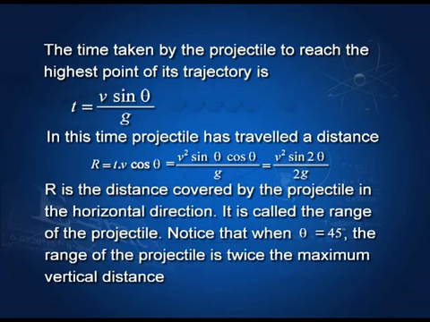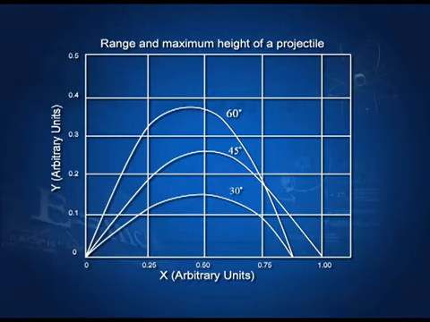This is equal to v squared sin 2 theta by 2 g, and you can see that if theta is 45 degrees the range is the maximum. I will show you in this slide. I have drawn graphs for projectiles which are launched at an angle of 30 degrees, at an angle of 45 degrees, at an angle of 60 degrees, and you can see that the projectile at an angle of 45 degrees has the maximum range. So, here I have collected all the facts about the projectile.